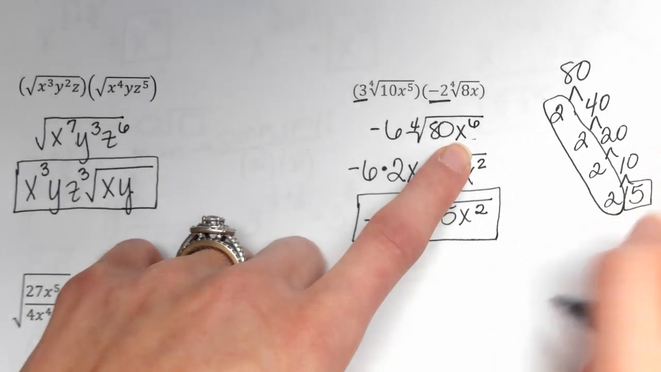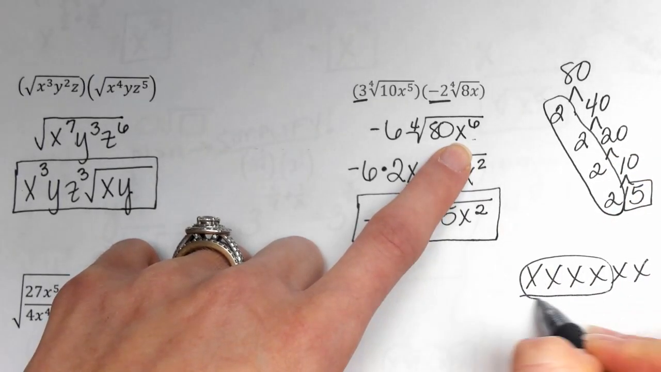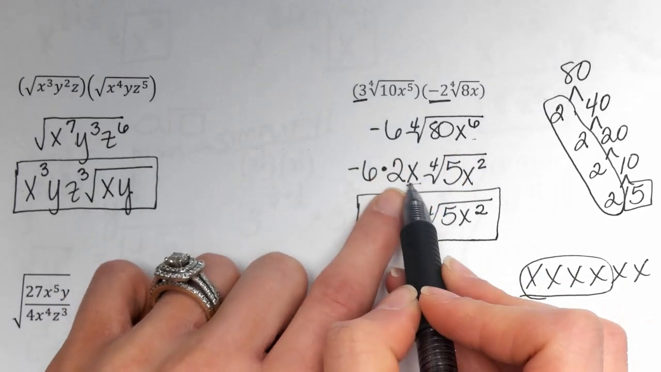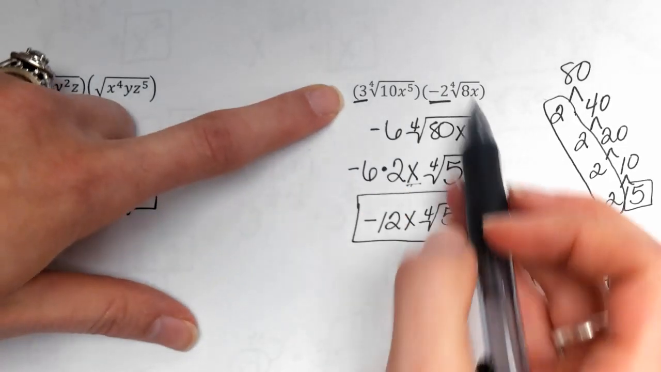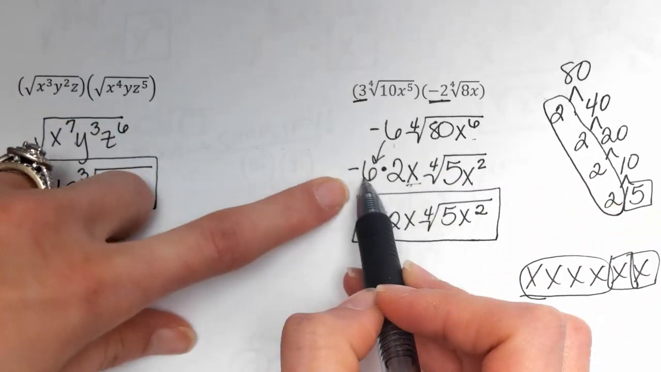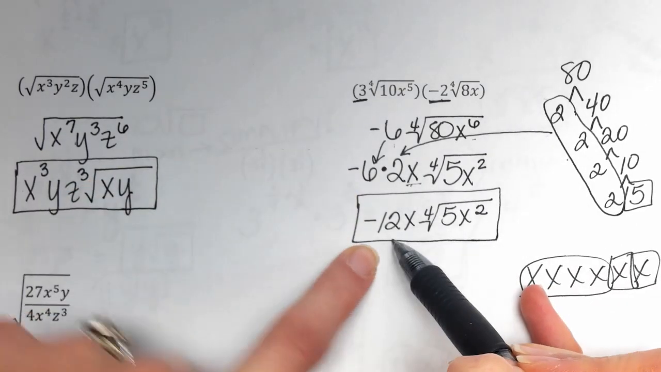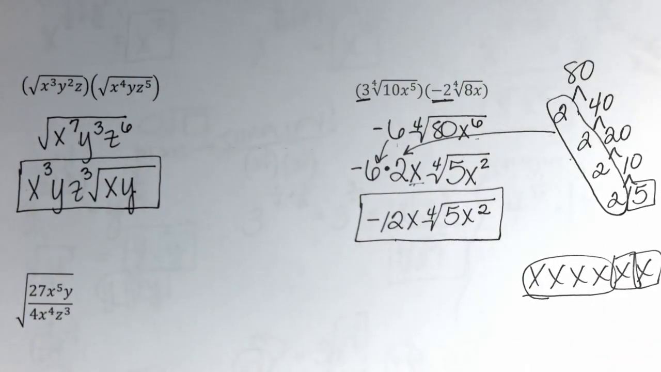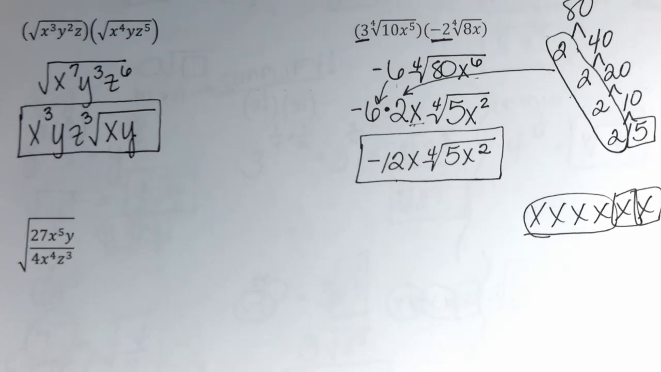So here I have 6 x's. I need a group of 4. So that one group comes out, and I got 2 left over. And then the negative 6 from multiplying 3 and negative 2, that comes down, and I multiply it by the 2 that I pulled out. And that's how I get my negative 12. Y'all good?